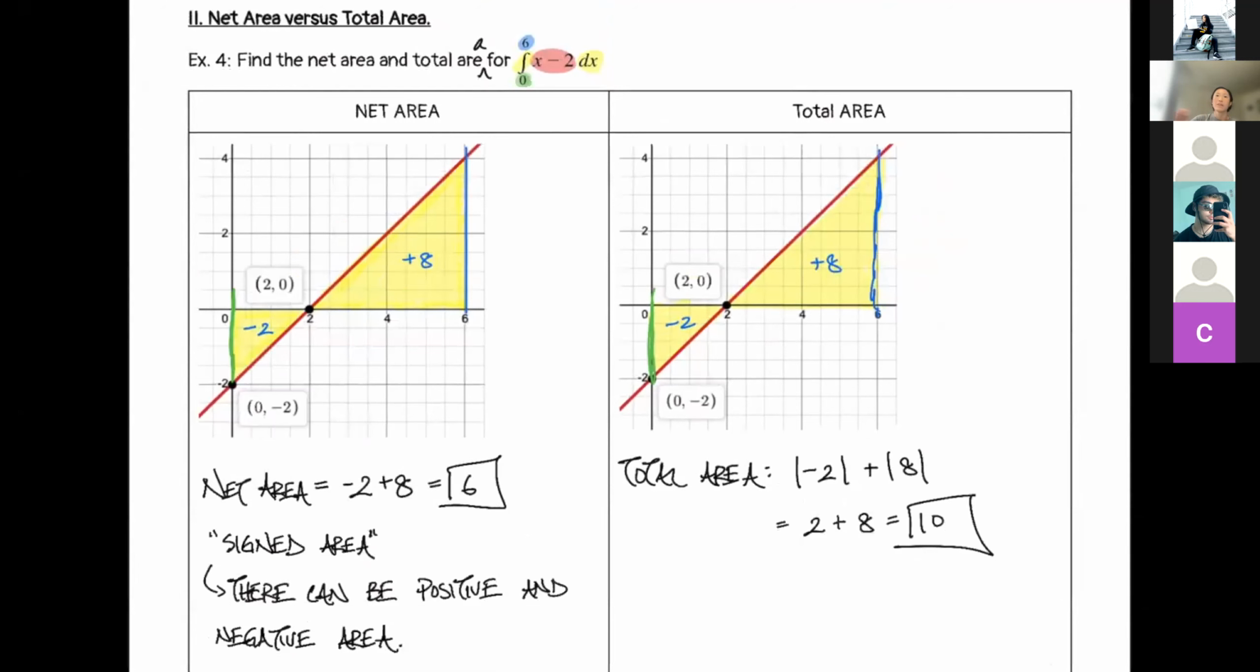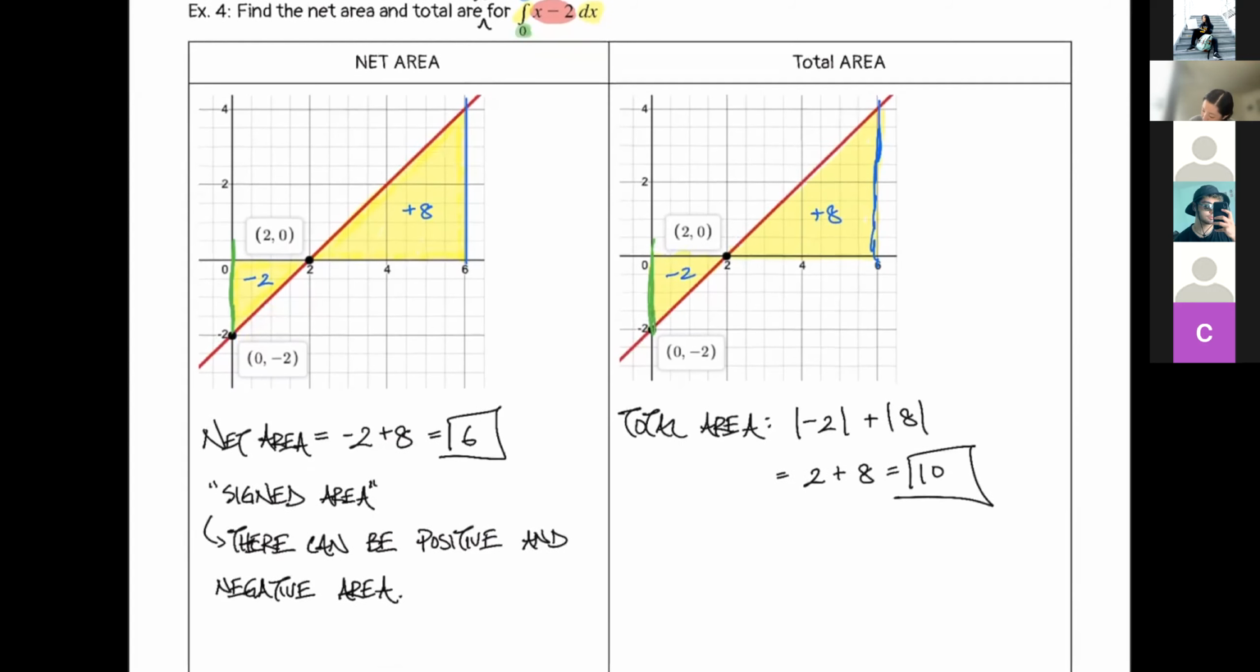There we go. So the net area is sometimes referred to as signed area, meaning that if there's more negative than positive, the overall net area will be negative. If there's more positive than negative, the overall net area will be positive. However, with total area, we're always going to get a positive number. The total area just means how much area is there? I don't care if it's positive or negative. I just care that it's there, that it exists, exactly.